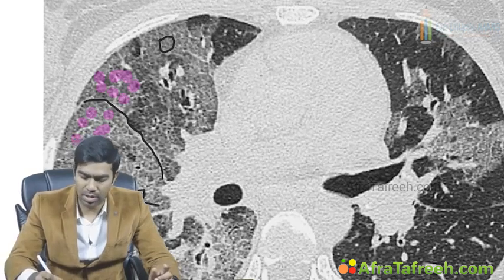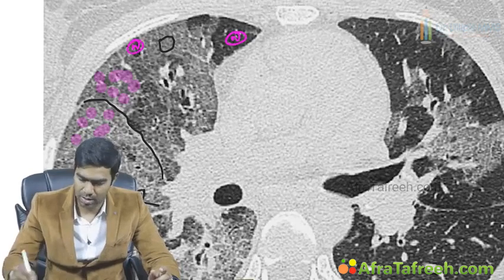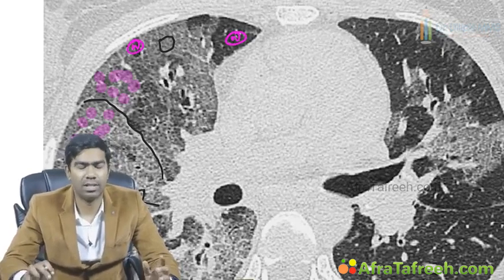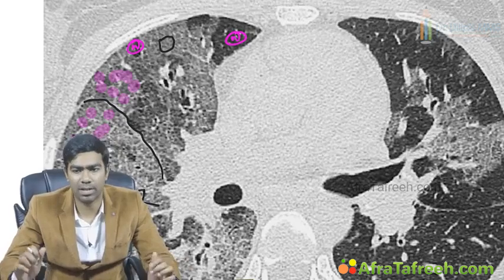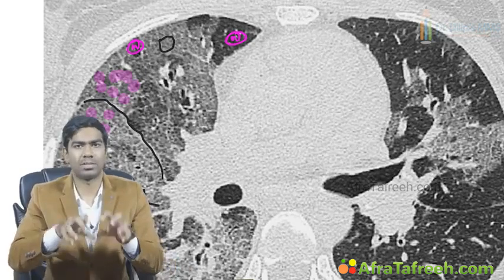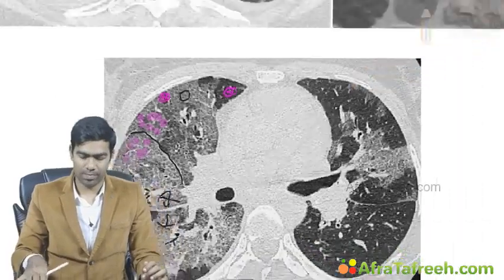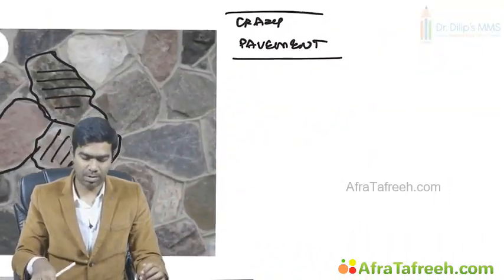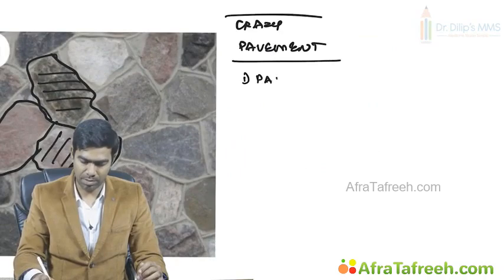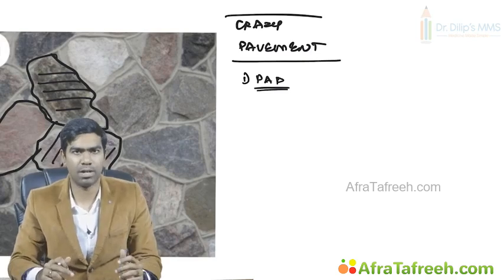In between you are having normal areas also, with a different attenuation. This is characteristic crazy pavement. Crazy pavement has the typical interstitial prominence along with interspersed ground glass with normal areas. So this is what we call the crazy pavement. Whenever they ask you about crazy pavement, the first thing in the exam is PAP, always. Pulmonary alveolar proteinosis. This is the first case to be described under this heading, crazy pavement appearance.